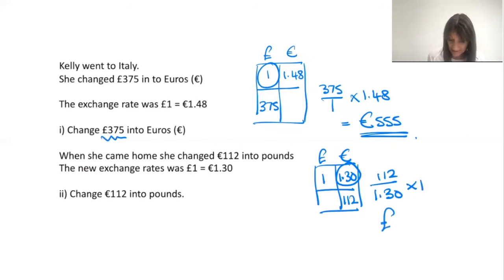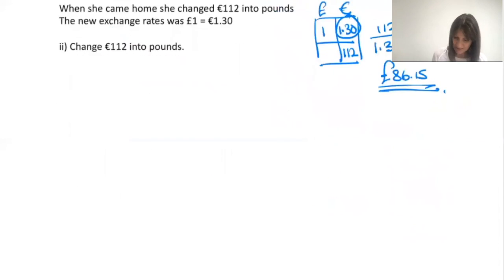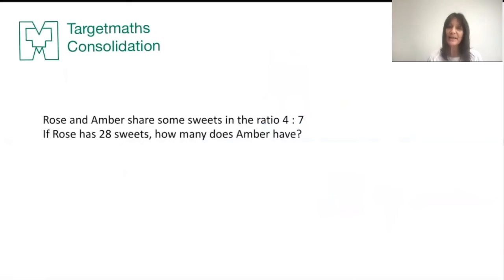Now, the answer, before I give it to you in pounds, is 86.1538, and on it goes. So we're going to round to 2 decimal places to show the money side of things. Okay, so if that went well, really well done. Our next question is on the next page. There you go. Hit pause, press play when you're ready.